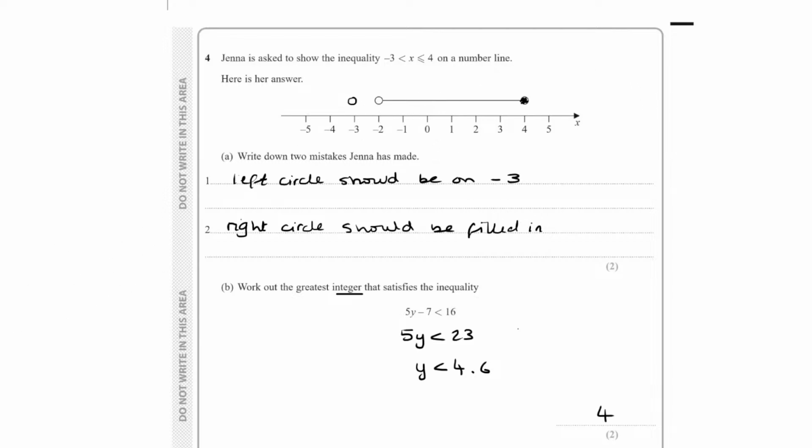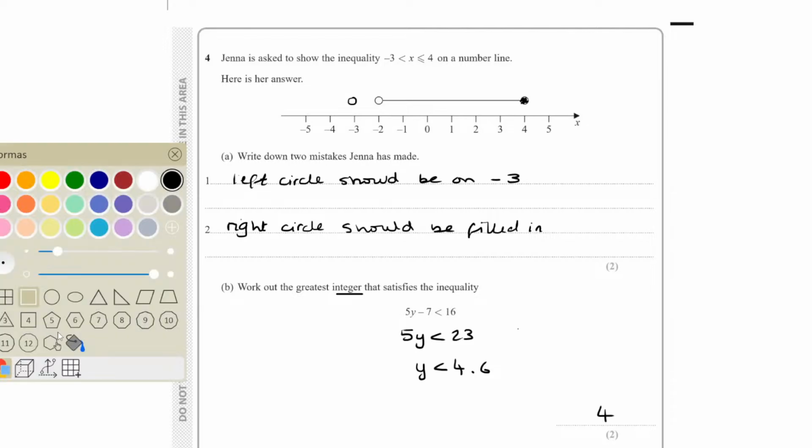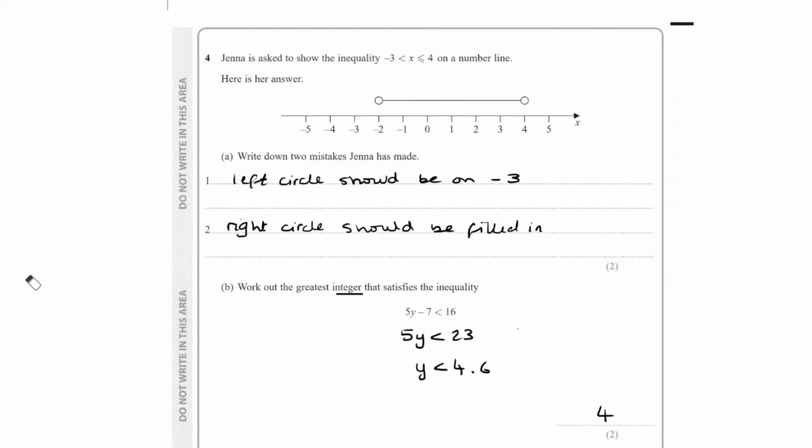And then obviously, let me get my straight line. Where's my straight line? So let's say if I were to draw it above, I'll draw the correct version of what it should be, like if you just asked me to draw it. So you have to draw the circles on the numbers, and then you draw a line between them because it is a range. So that's the first bit. It should be on -3. So the left circle should be on -3. That's the first mistake. It shouldn't be on -2. It should be on -3.